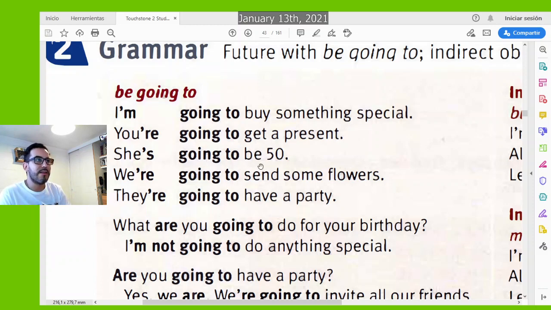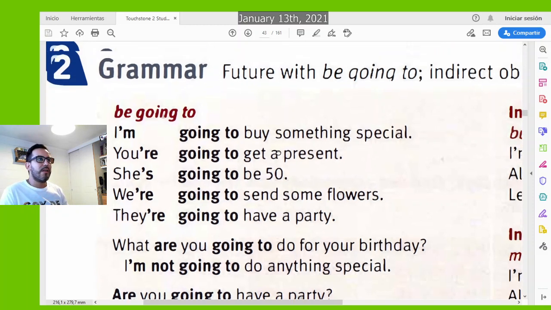Ya recuerden que en inglés la edad se utiliza con el verbo to be. Ya, we use the verb to be to talk about the age. We are going to send some flowers. Nosotros, we are going to, vamos a, nosotros vamos a enviar, send algo, some flowers. Okay, we're going to send some flowers.